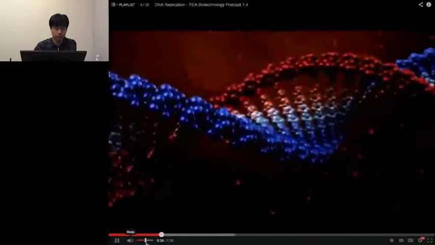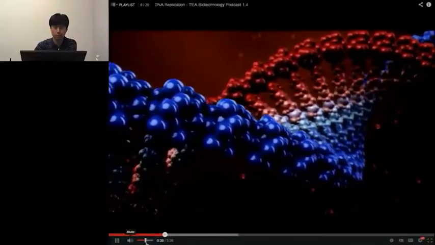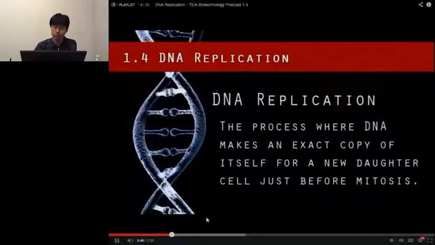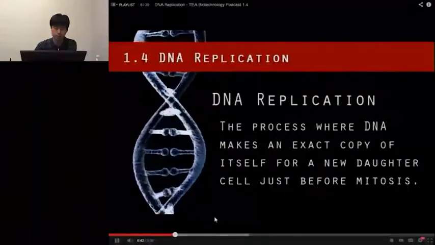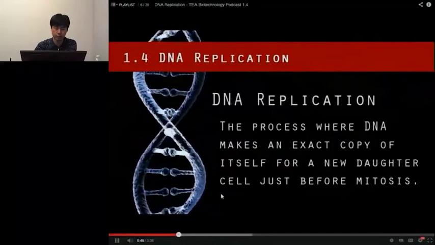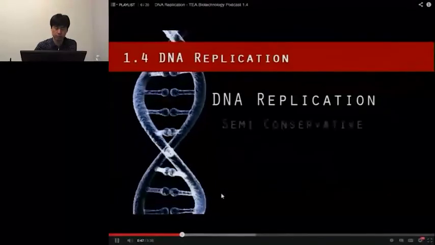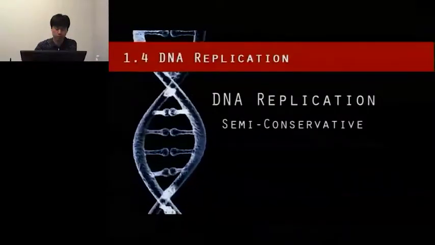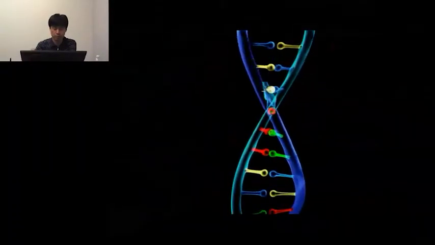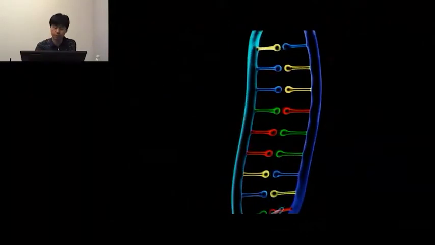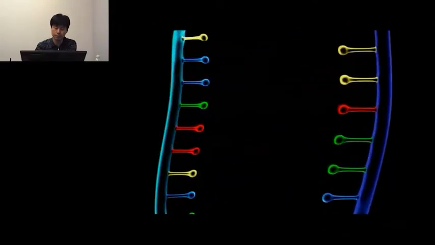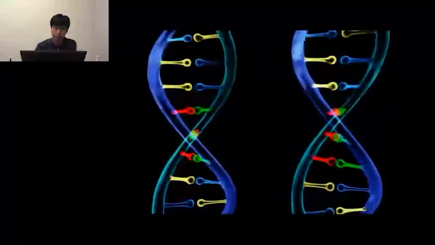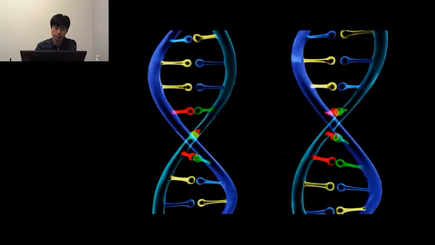If the cell is going to be identical, it must also have the same copy of DNA. DNA replication is the process where DNA makes an exact copy of itself for a new daughter cell just before mitosis. DNA replication is semi-conservative. This means that instead of having an entirely new copy of DNA for the new cell, a parent DNA strand splits in half, and each half adds a new complementary strand. The result is that each of the 2 double-stranded molecules of DNA are half old and half new. Let's explore how this happens.